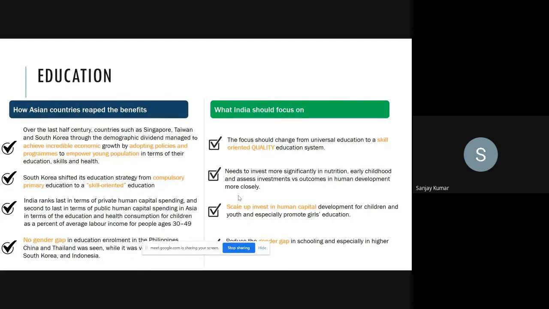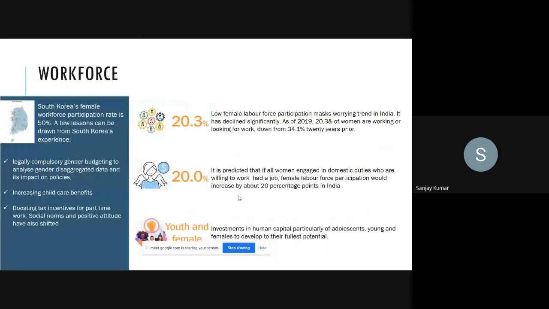So there is a disparity between male and female. Unless we bridge those gaps, we will not be able to reap the benefit of the demographic dividend in coming decades. So this is whole, and we need to work on the education sector.